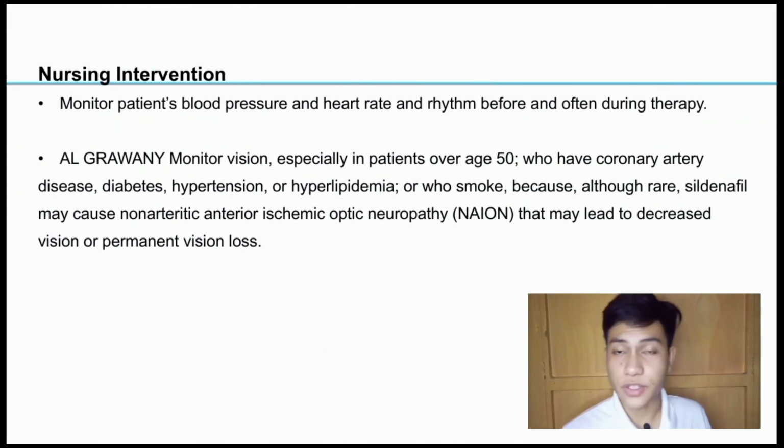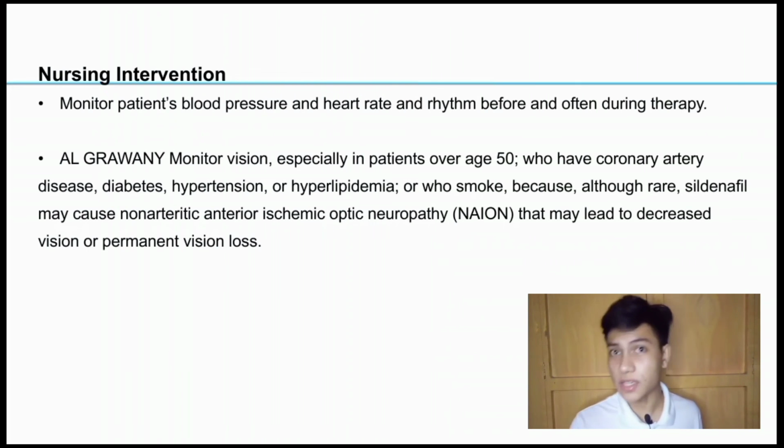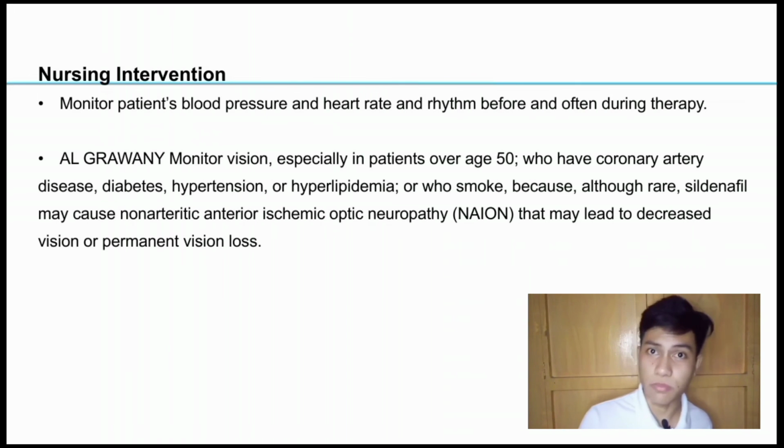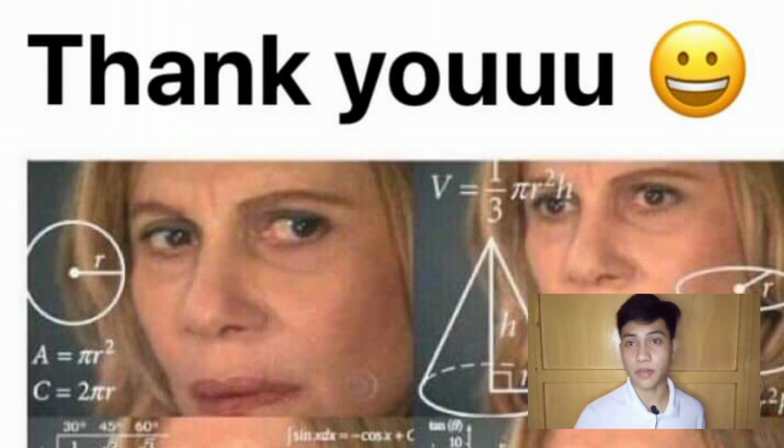For the nursing intervention, we need to monitor the blood pressure, heart rate, and rhythm of the patient before and often during therapy. We need to monitor vision, especially in patients over age 50 who have coronary artery disease, diabetes, hypertension, or who smoke, because although rare, sildenafil may cause non-arteritic anterior ischemic optic neuropathy that may lead to decreased vision or permanent vision loss. And that's it. That sums up the drugs that affect the reproductive system.